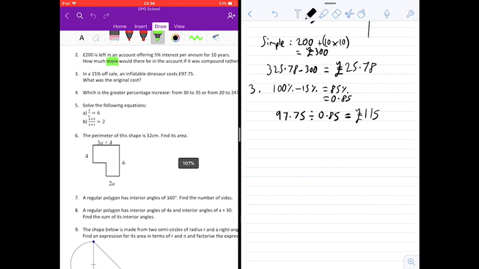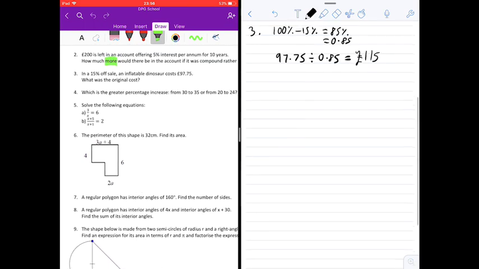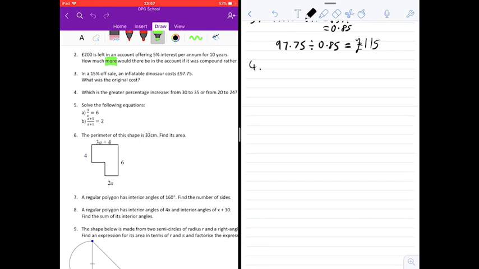Question 4, again, is a comparison question. So the layout, again, is going to be key to getting all the marks here. So our percentage increase formula is going to be the actual increase divided by the original amount, very important, and then multiply that by 100 to change it into a percentage.